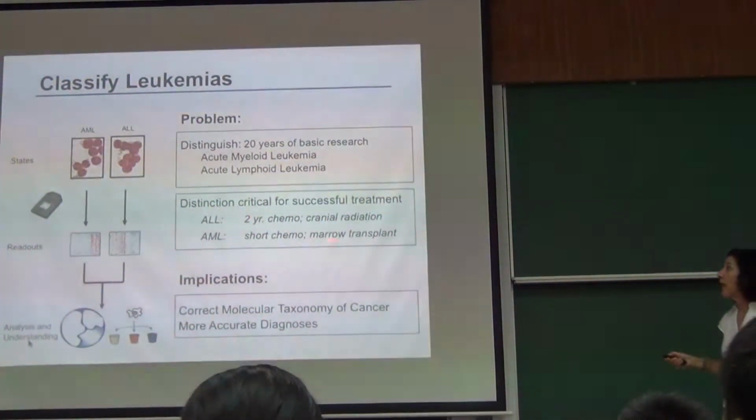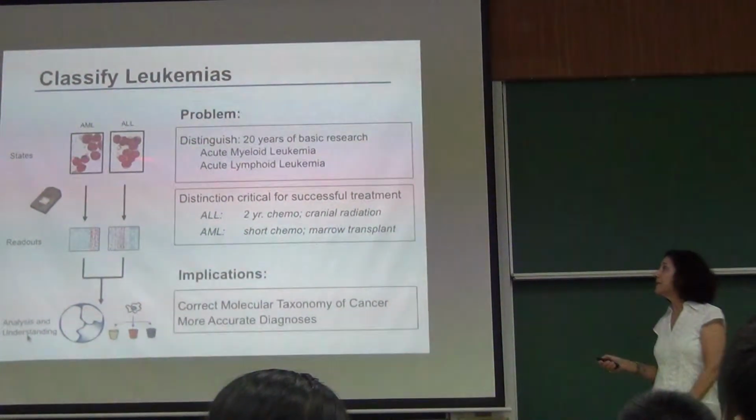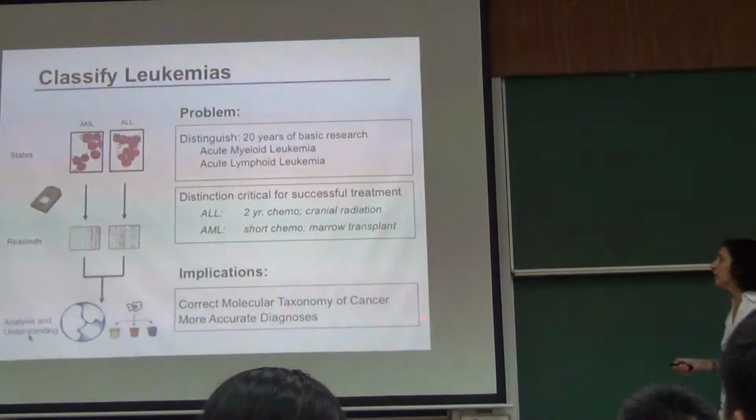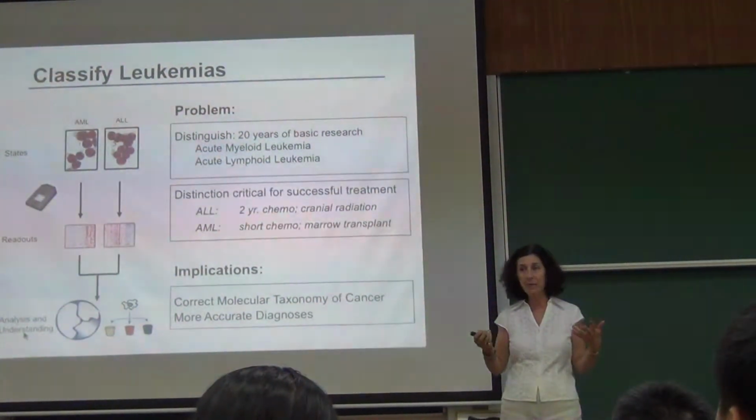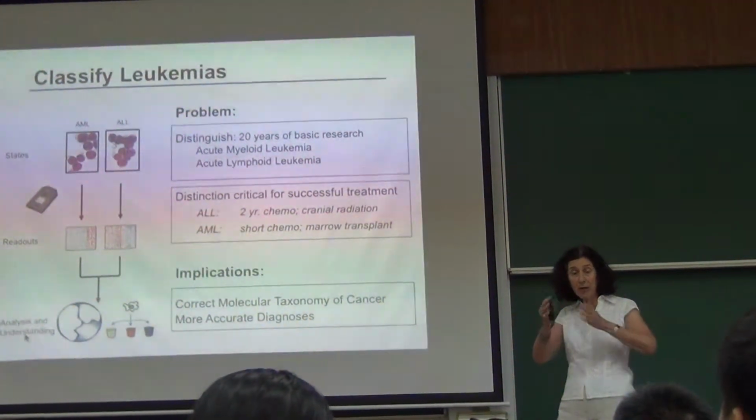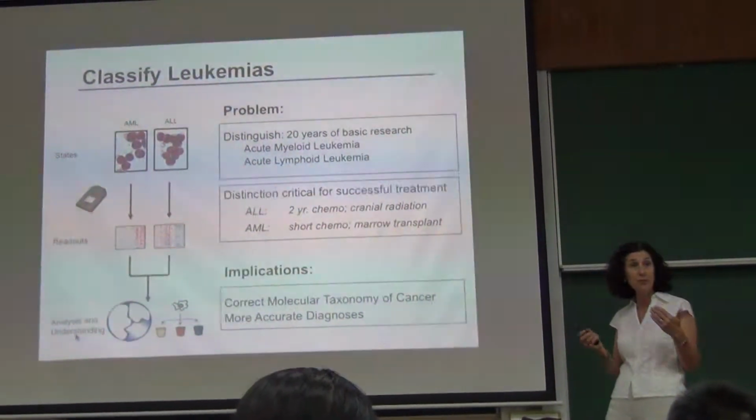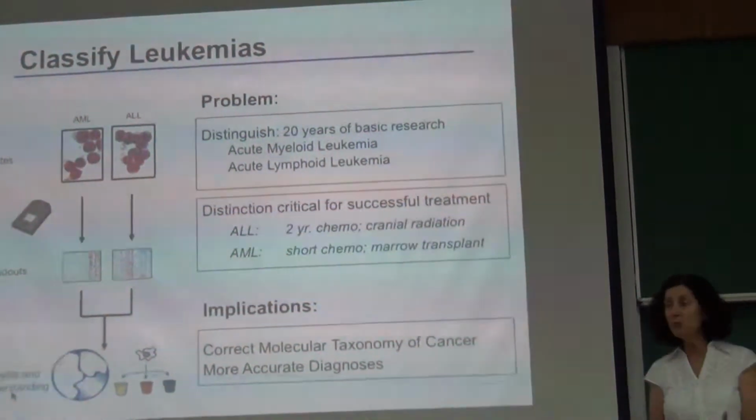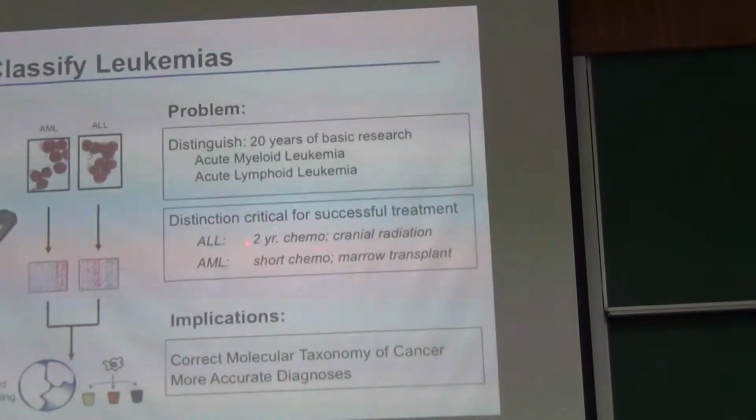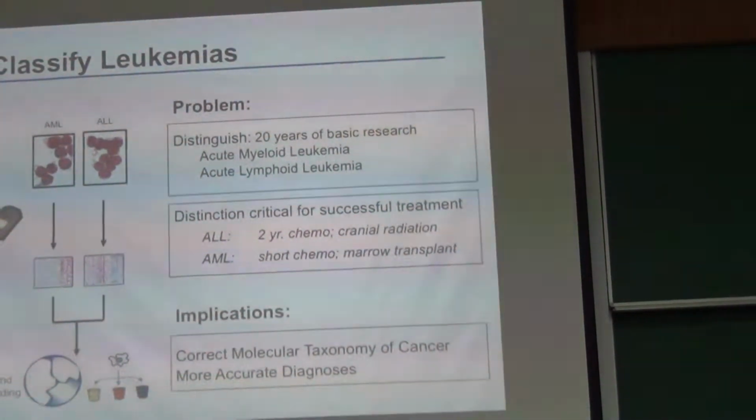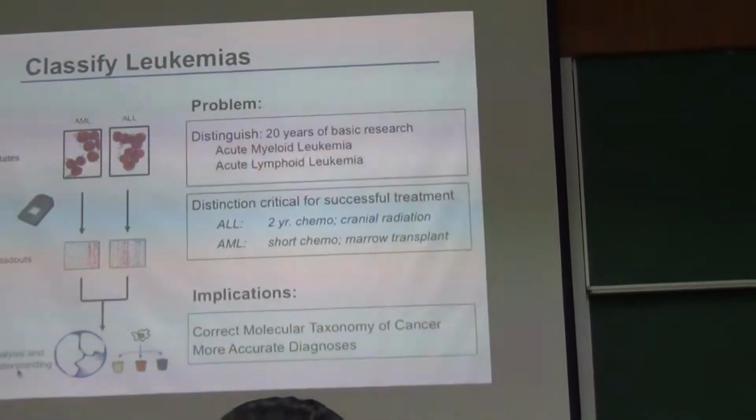So this was the problem that we set ourselves, and the idea was if we could solve this problem, it would help us develop a correct molecular taxonomy of cancers, so we'd be able to better distinguish different types of cancers, even within the same general class. That would let us do more accurate diagnoses, and therefore tailor treatments much better to the specific disease.